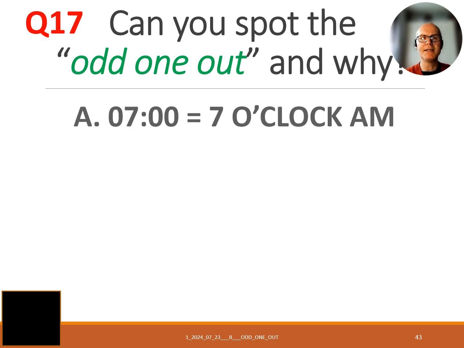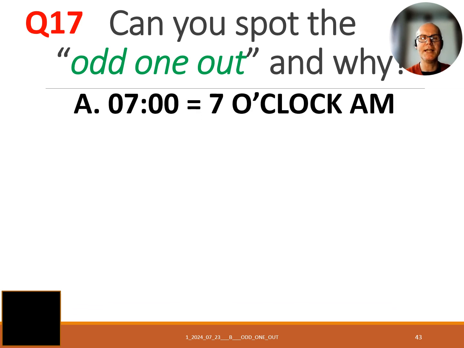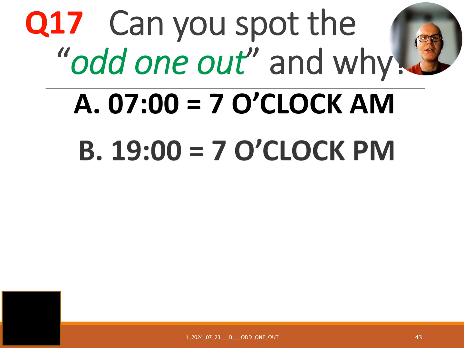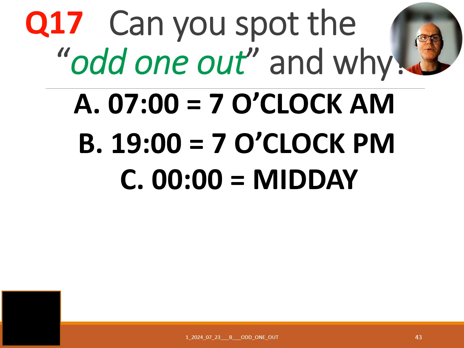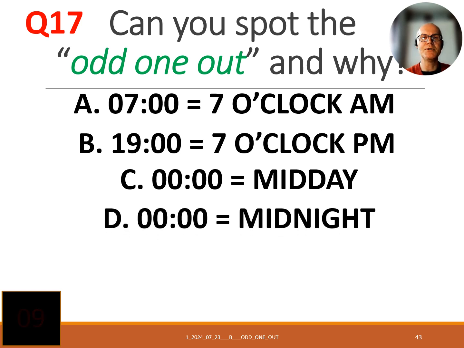Question 17. 0700 equals 7 o'clock. 1900 equals 7 o'clock PM. 0000 equals midday. 0000 equals midnight. So from these 4 representations of the 24-hour clock, 1 is wrong, the other 3 are correct.